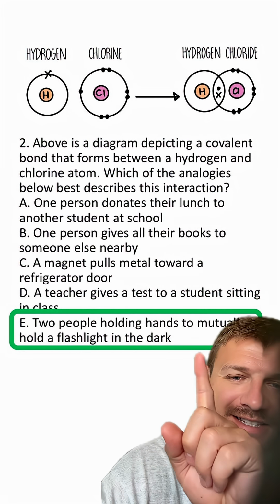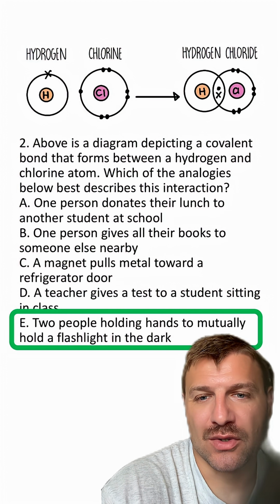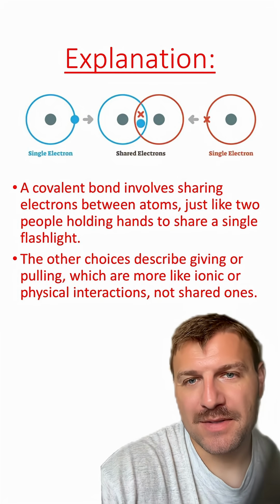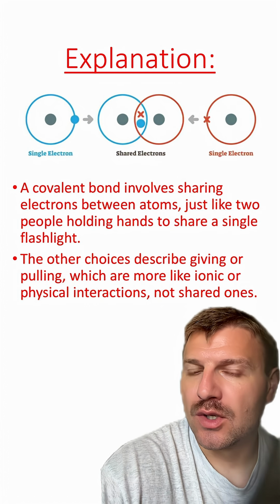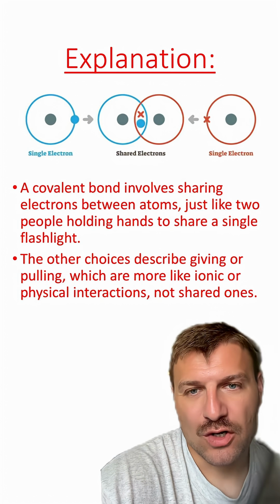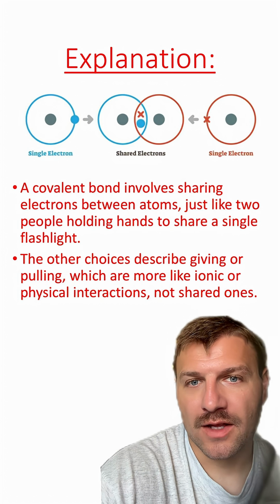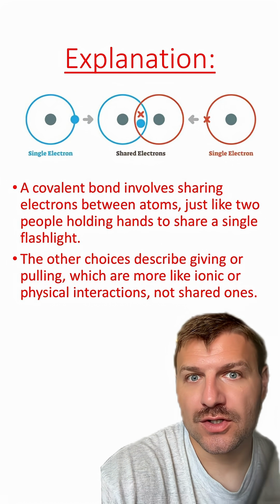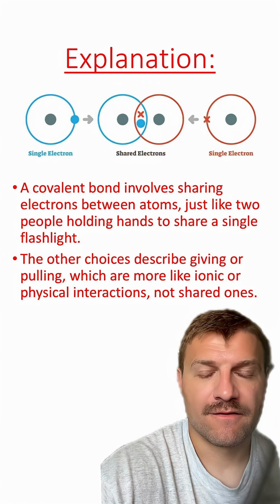The answer here is E. 2 people holding hands to mutually hold a flashlight in the dark. This is because between those 2 atoms, 2 electrons are being shared. Covalent bonds are a type of bond where electrons are shared, just like those 2 students are sharing that flashlight.